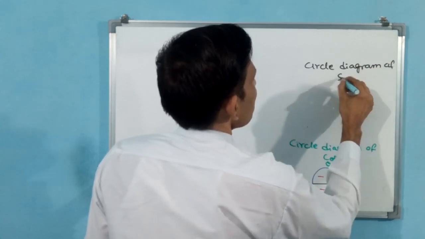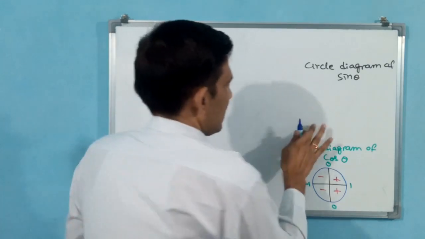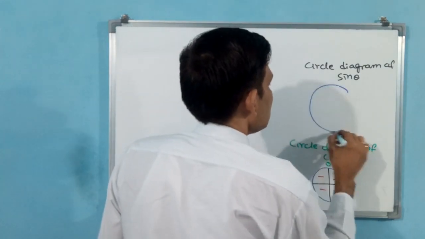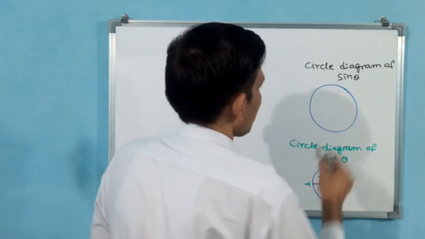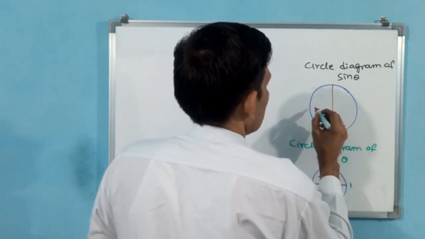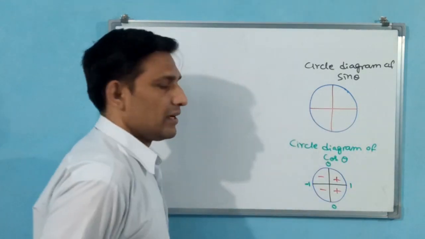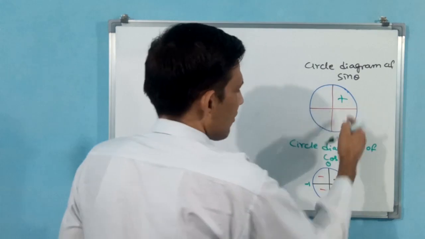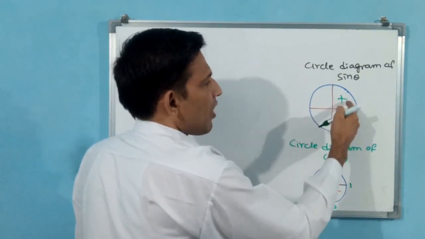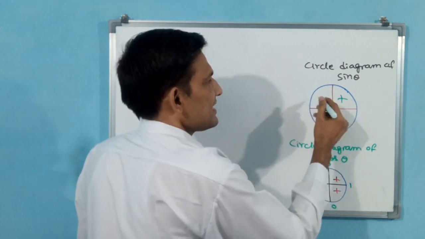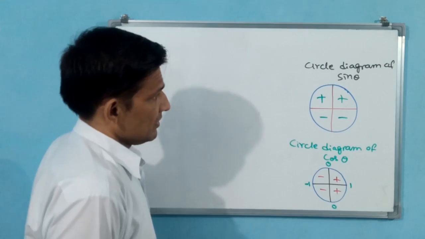Circle diagram of sin theta. Again, draw the circle diagram of sin theta. This is all positive, you know very well. Here all positive will come. All silver teacups: all, sine, tan, cos. Sine is here. Remaining are negatives.